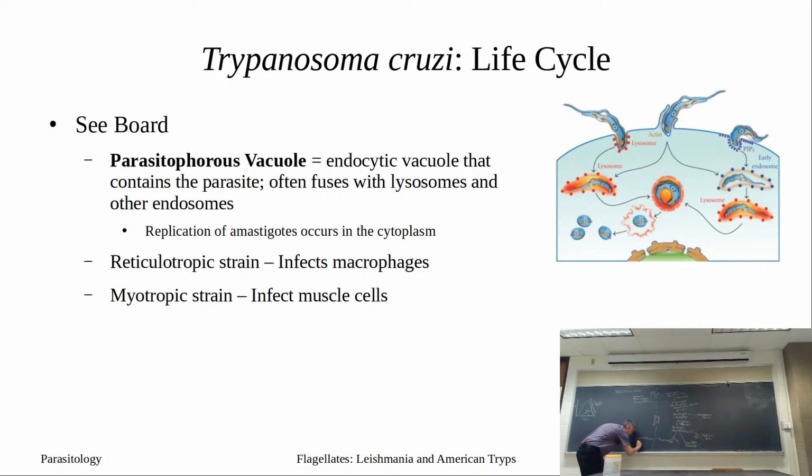This is in our gut. Mid-gut here. All right, we get to our trypomastigote. We then transform to the epimastigote stage.